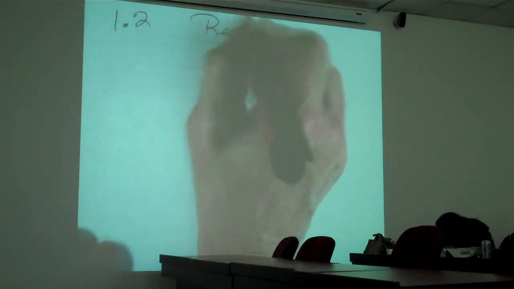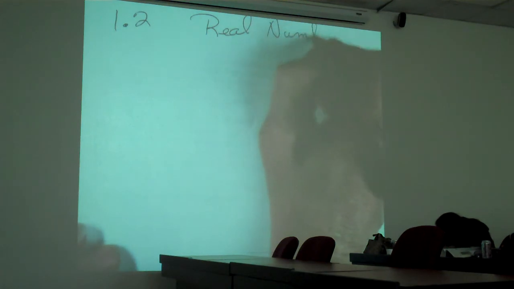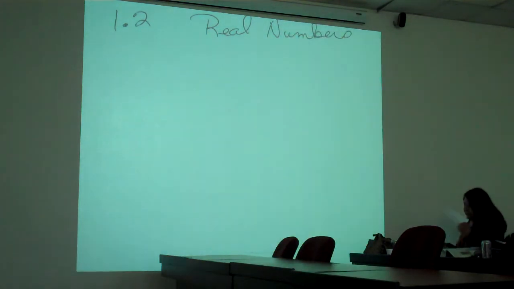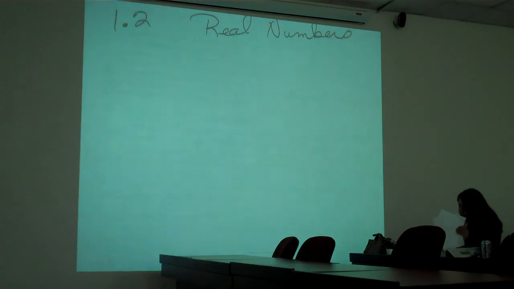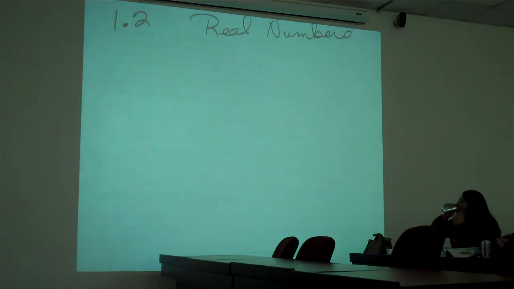Okay, 1.2, talking about the real numbers. Does anybody know what a real number is? Every number? All of them? Whole numbers? There's whole numbers. Yeah. Actually, it's everything except someday there's going to be imaginary numbers. 0? Okay? It has all the numbers.